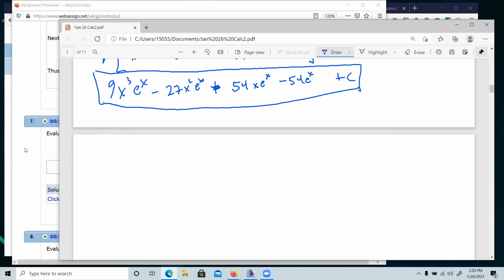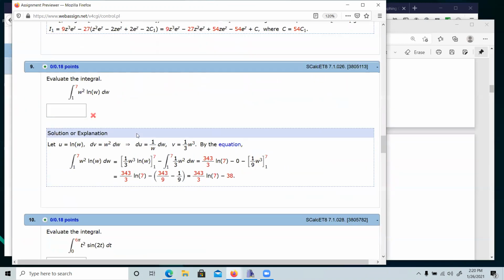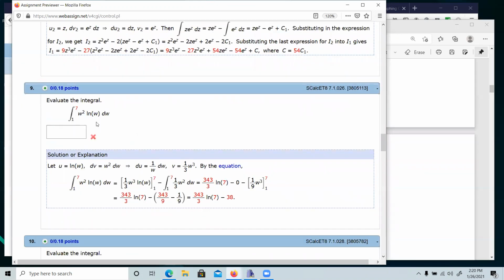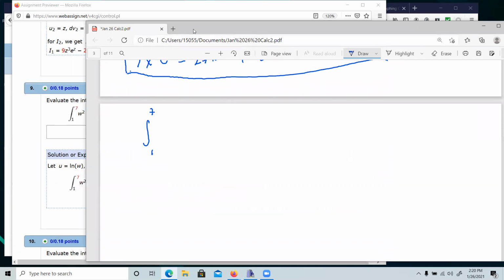All right, what else are we working on? We just did that one. We just did this one. This is another one where, well, evaluate the integral from 1 to 7, w squared natural log w. Okay. So yay, we're in definite integrals now. And what are we in? We're in w squared natural log w.